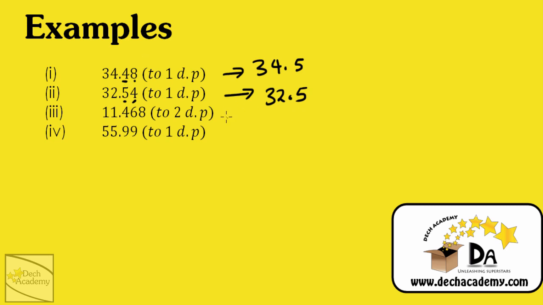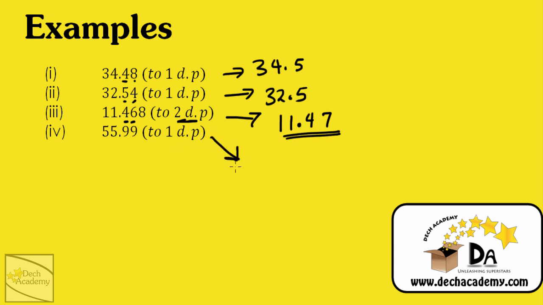Next example, 11.468, to 2 decimal places. The digit in the 3rd position, so n plus 1, is 8. It's greater than 5, so you round it up. And by rounding it up, you're going to have to add 1 to the digit that's to the left of the 8. So 6 becomes 7, 6 plus 1. So we have a number to 2 decimal places.